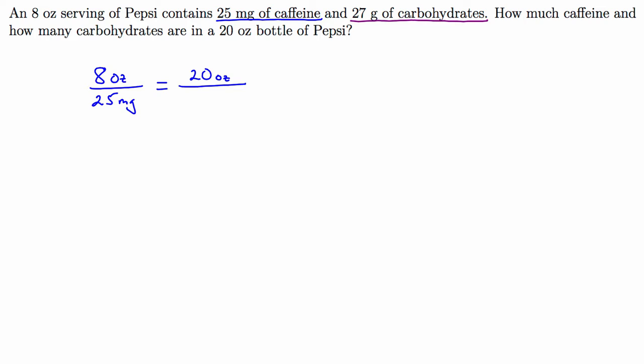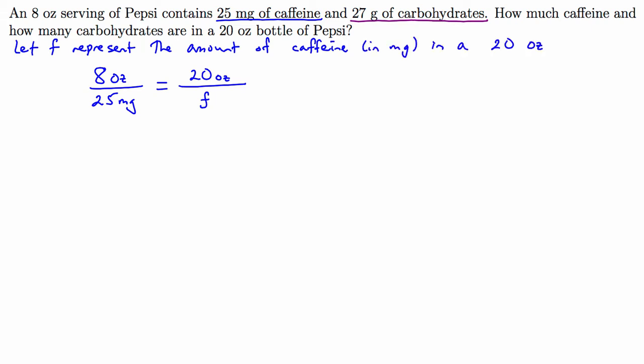I'm going to choose to use the letter F to represent the amount of caffeine, and I'll now go back and formally define what F is representing. Let F represent the amount of caffeine in milligrams in a 20-ounce bottle. Again, because caffeine could be measured in different units, we want to specify that in this particular problem, we are dealing with milligrams.